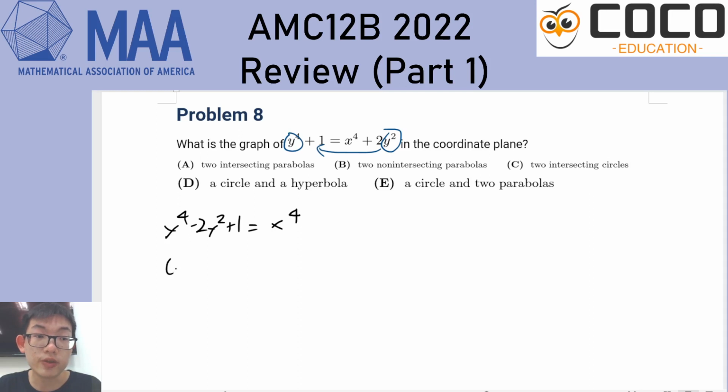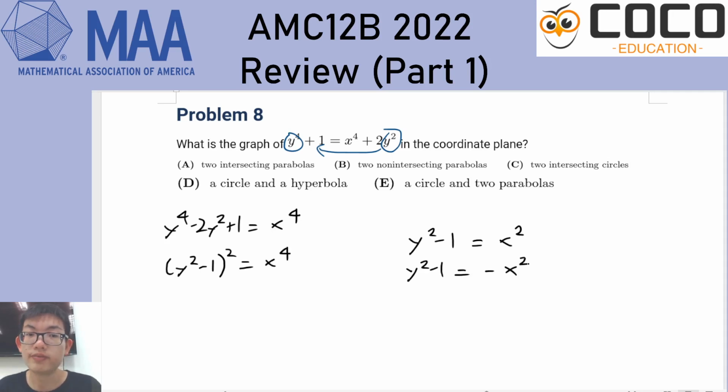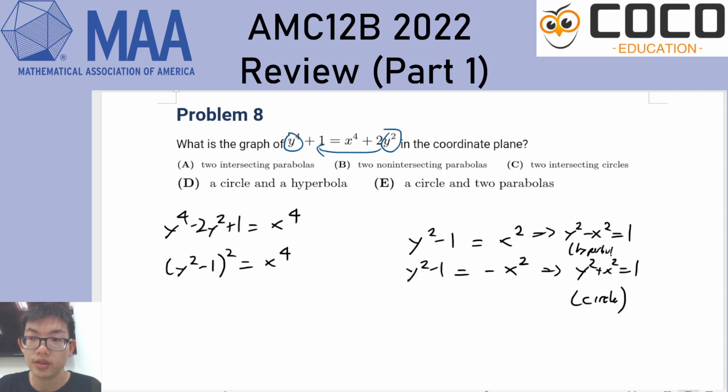Now this is a perfect square, which means that I get either y squared minus 1 is x squared, or y squared minus 1 is negative x squared. So this is y squared plus x squared equals to 1. That's a circle. It's the unit circle. This is y squared minus x squared equals to 1. That's a hyperbola. So therefore, the answer is option D.